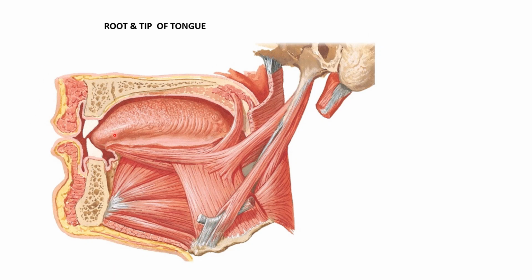The tip of the tongue is anterior movable portion. Usually when we are taking rest, the tip of the tongue will be touching the posterior aspect of upper central incisor teeth. Root of the tongue is connected to various bones through certain muscles. So these muscles are genioglossus, hyoglossus, palatoglossus and styloglossus.